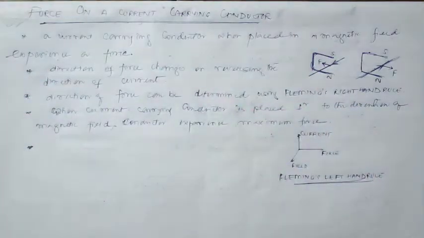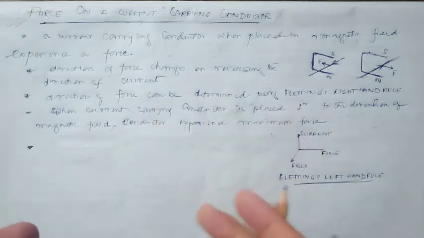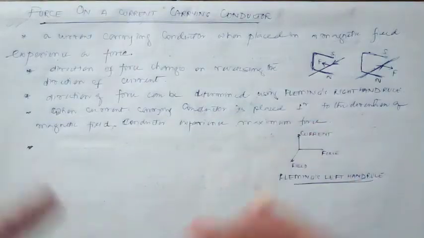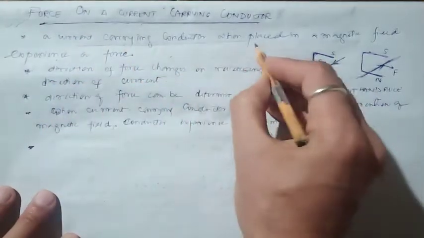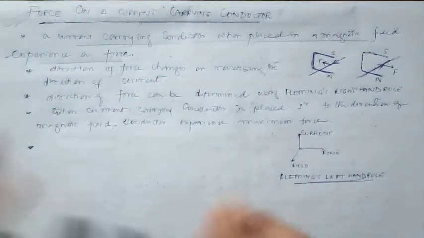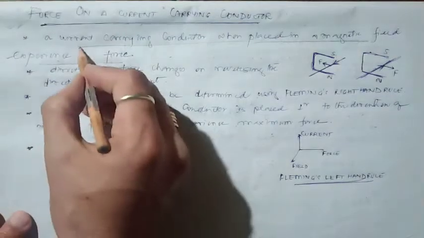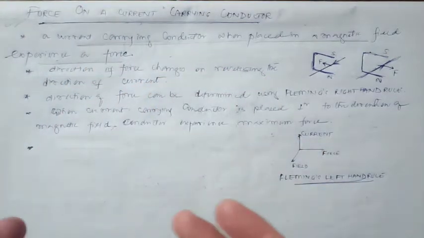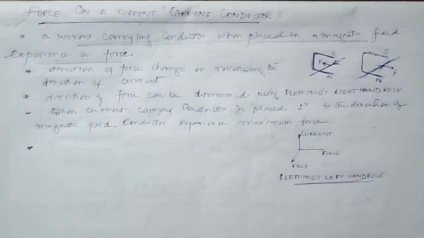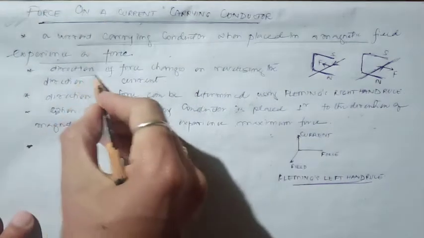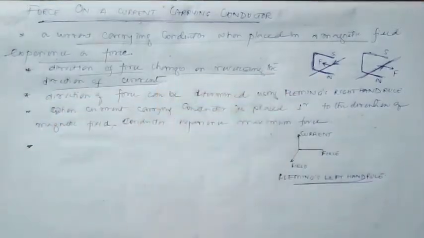If you place that current carrying conductor in a magnetic field, experimentally it has been known that the current carrying conductor experiences magnetic force. That's one important observation. So when a current carrying conductor is placed in a magnetic field, it experiences a magnetic force. So which direction will the current carrying conductor experience the force? How to know this? The direction of force changes when reversing the direction.